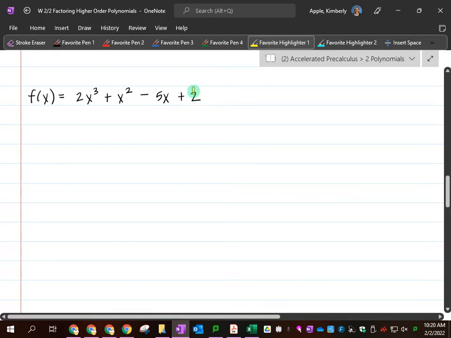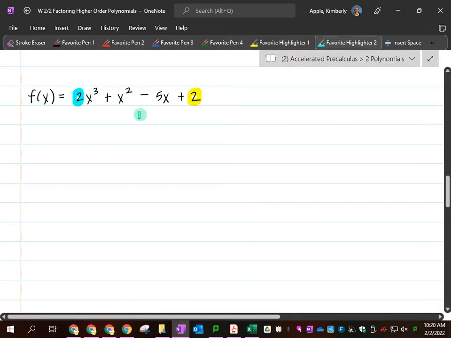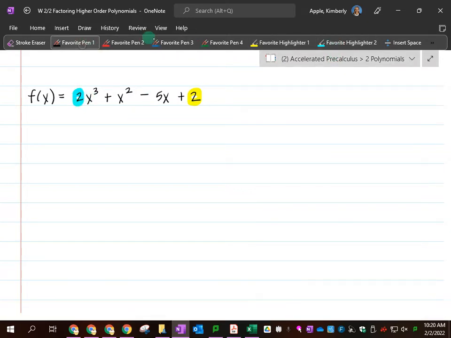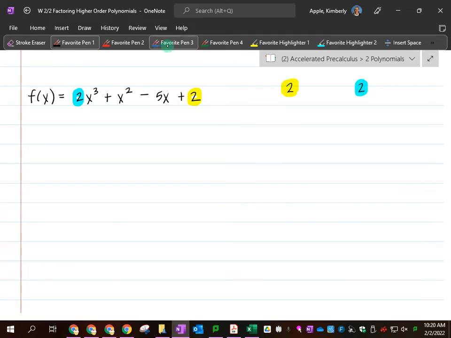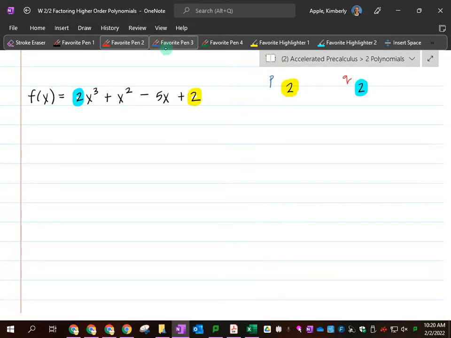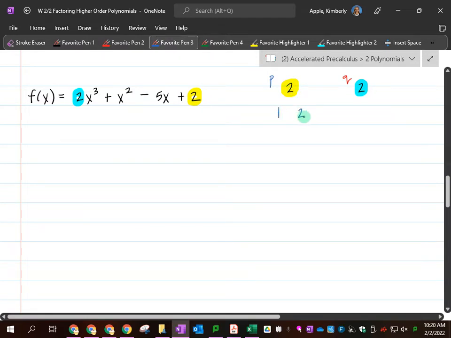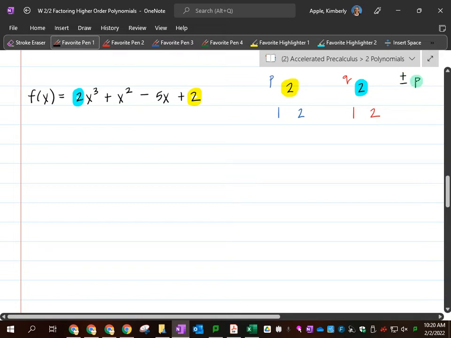Okay. So the first thing I'm going to do is I'm going to look at this number and this number. And so I'm going to come over and I'm going to write, let me get some color so you can follow what I'm doing. That's this two and that's this two. This is P and Q. So I'm going to write all of the factors of this number. I've got 1 and 2, right? Then I'm going to write all the factors of this number, 1 and 2. And then I'm going to write every possible combination of plus or minus P divided by Q.